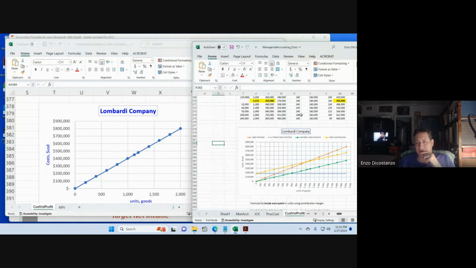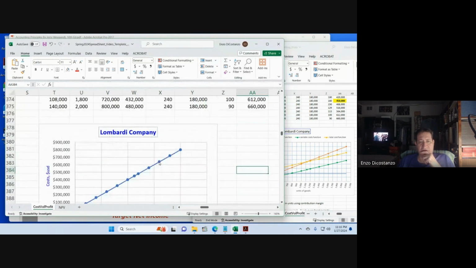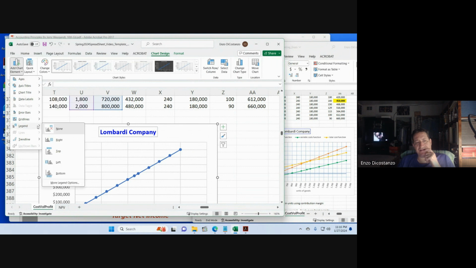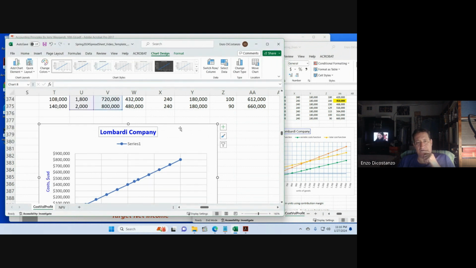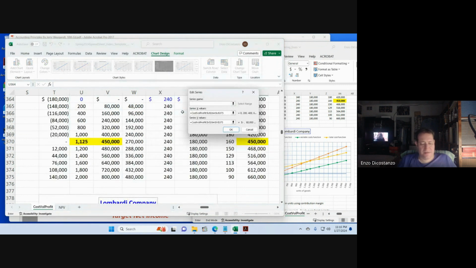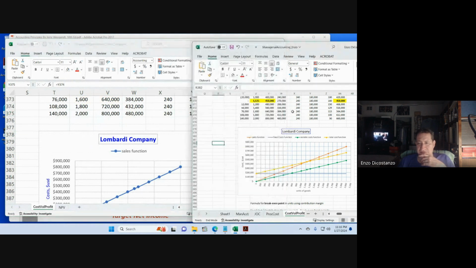And that's going to be your sales function, this first thing. So you click on this. You want to go to Chart Design, Add Chart Element, Legend, Top. Then Select Data, Edit, sales function. Okay, here's your sales function.